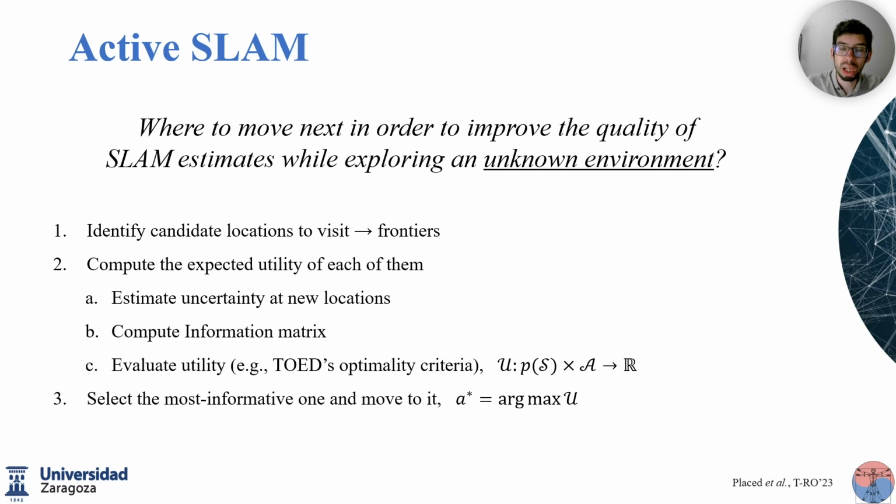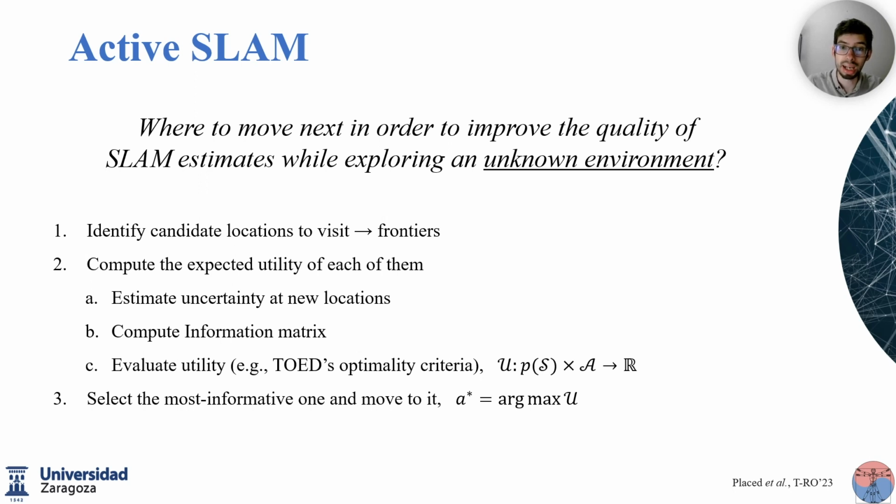So first things first, what is ActiveSLAM? ActiveSLAM addresses the problem of determining the optimal movement of a robot which is reconstructing an unknown environment in order to create the most accurate and complete model of it. In other words, it's trying to constantly improve its localization and the map representation estimates.